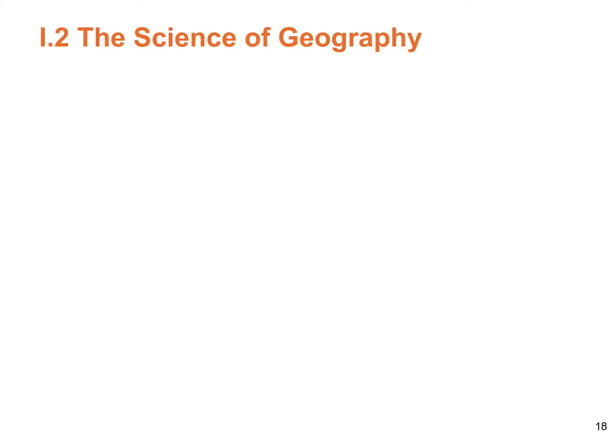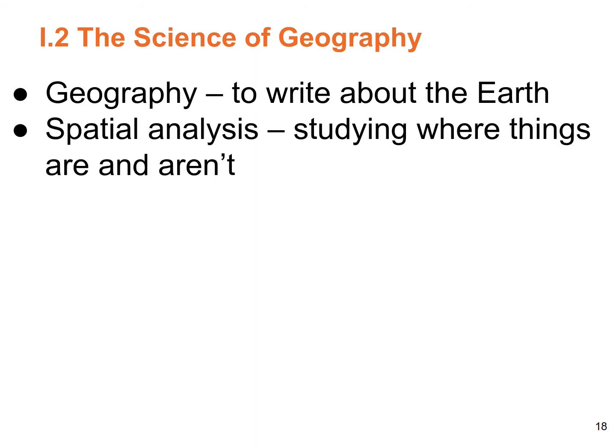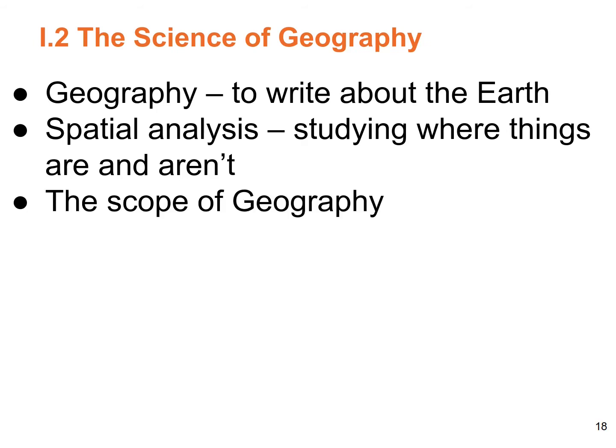So next up, the science of geography. What is geography? The literal words geography mean to write about the earth. One of the most important parts about geography, I would say for today, is spatial analysis. Geography is all about spatial analysis, where things are, where they aren't. As a geographer, the scope of geography is massive. You can study anything you want as a geographer.